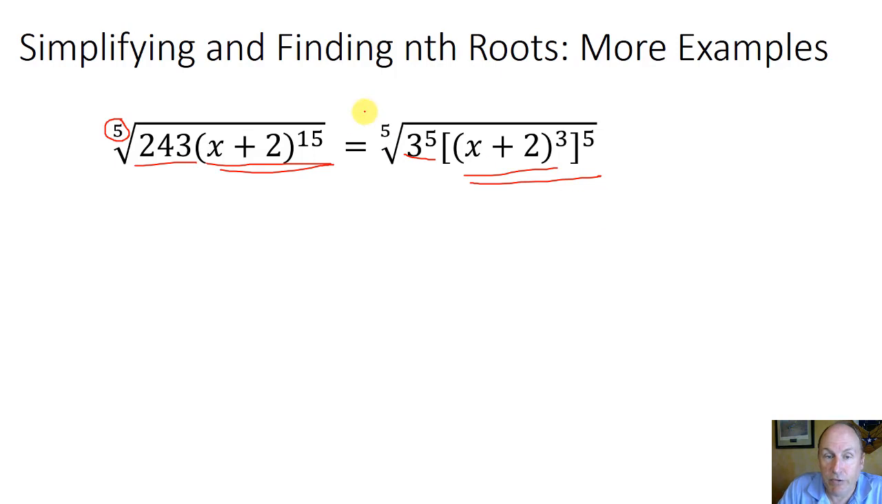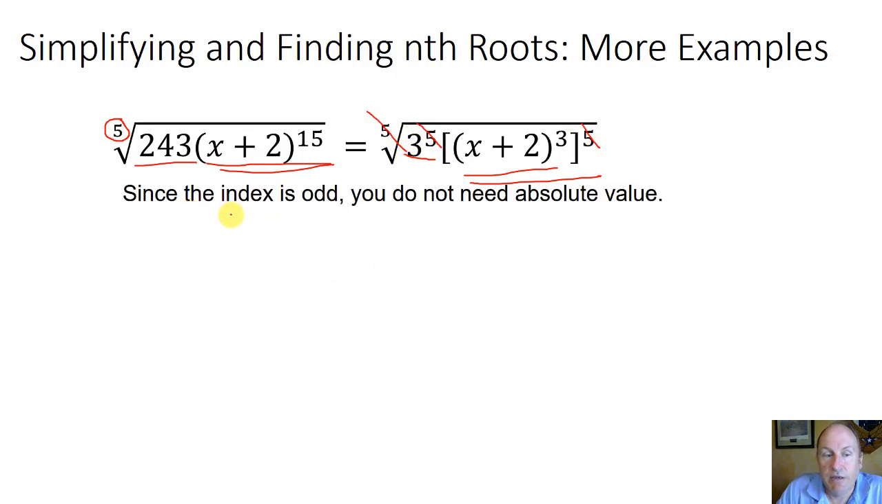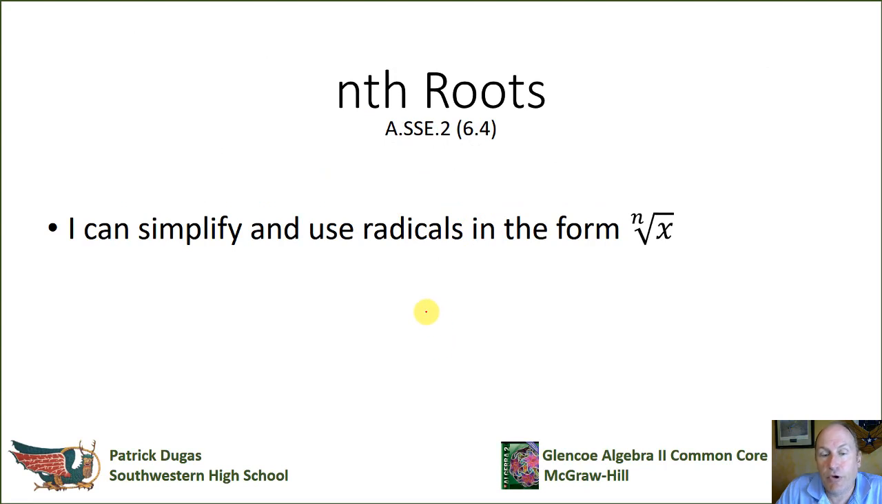So when I take the 5th root, there go powers of 5. Now, since this is an odd index, we do not need absolute value. There is only one root, and in this case, it's the positive number. So the result is 3 times (x plus 2) quantity, all raised to the 3rd. So we looked at nth roots and the ability to simplify and use radicals in the form of the nth root of x.